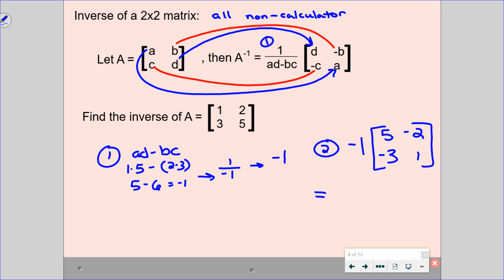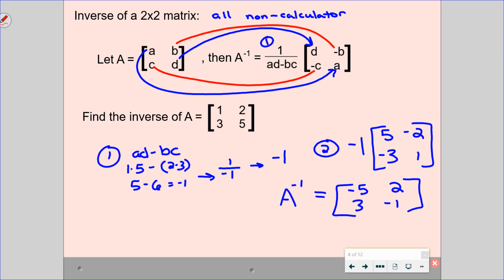So when we multiply the negative 1 in, well, it looks pretty nice. Our inverse of that case is going to be a negative 5, is going to be a 2, is going to be a 3, and is going to be a negative 1. So what we just did was we found what the inverse actually was. So this is the inverse of A, or if we want to use more appropriate terminology, A to the negative first.